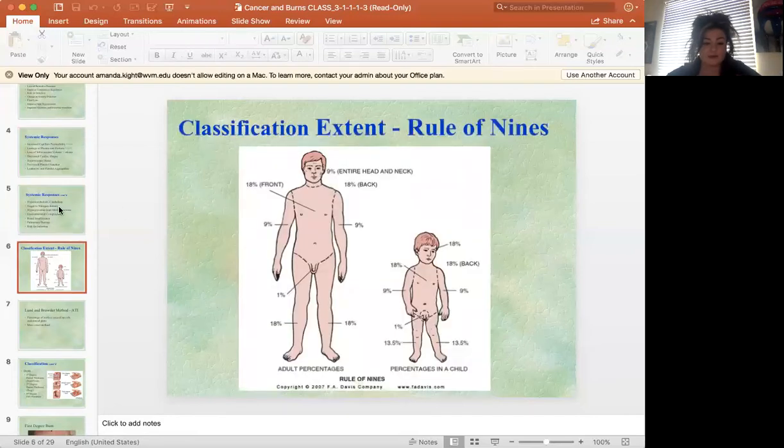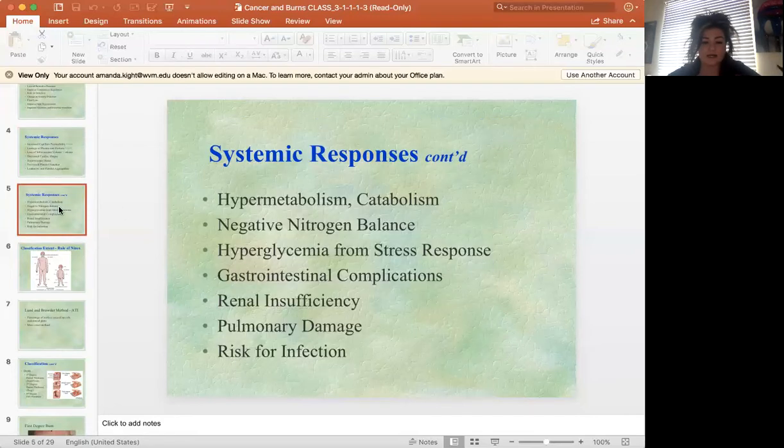We already kind of went over all of this, and this is in your book. You guys know about the renal insufficiency, the pulmonary damage. I'm just going to say it one more time about the pulmonary damage.